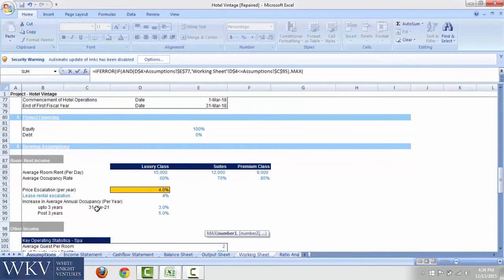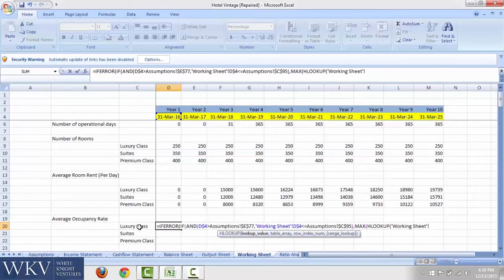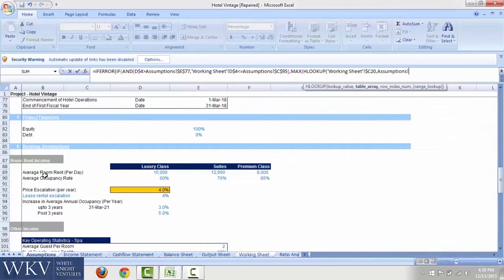While writing the formula, we need to take care of all the three scenarios that can arise. We start with the IFERROR formula as mentioned earlier, followed by the IF formula. The first condition is that if the ending date lies between the commencement date of operations and 31st March 2021, then the occupancy rate in the first year shall be the same as mentioned in the assumption sheet, and the corresponding years till 31st March 2021, it should increase by 3%.